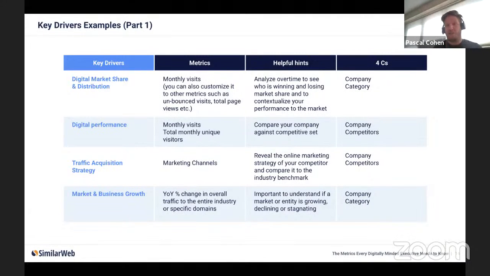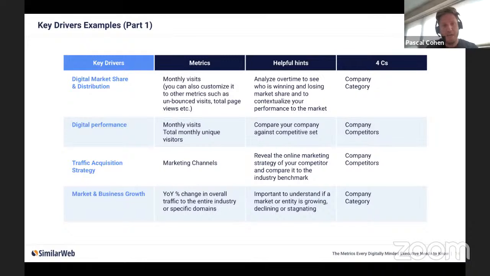BI analytics teams love monitoring these KPIs and metrics. But we see across the board, across all industries, that this is really important to measure, to compare engagement metrics such as average visit duration, bounce rate, uniques over time, and so on. So this is a very important component of how we can help you.